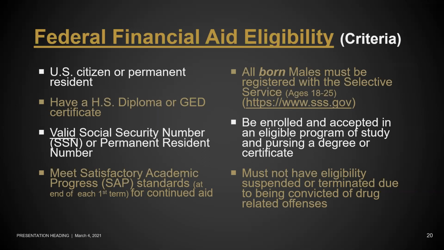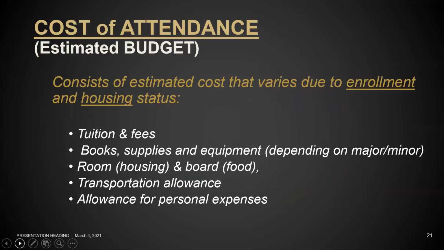And then lastly, once they've started school, they must not have had their eligibility suspended or terminated due to being convicted of a drug-related offense and also a sexual-related offense. You can have any other type of charge, but you cannot have a convicted drug-related offense or a sexual offender's offense. Otherwise, your financial aid will be suspended.